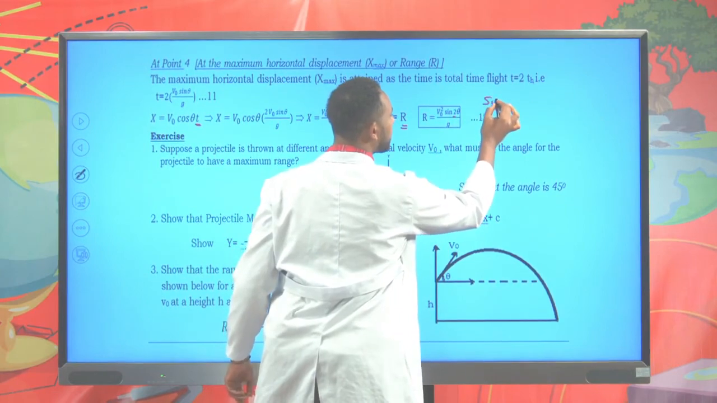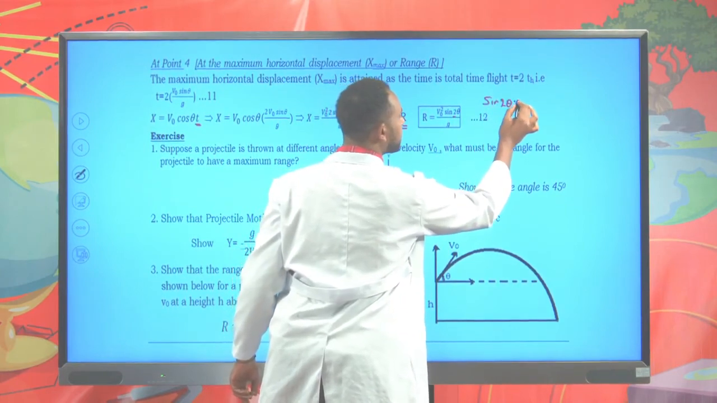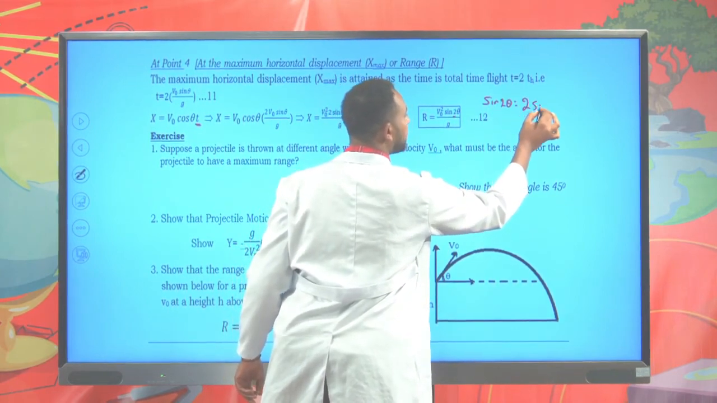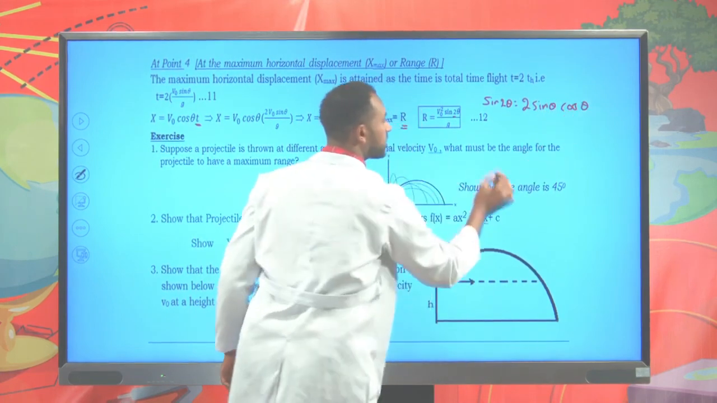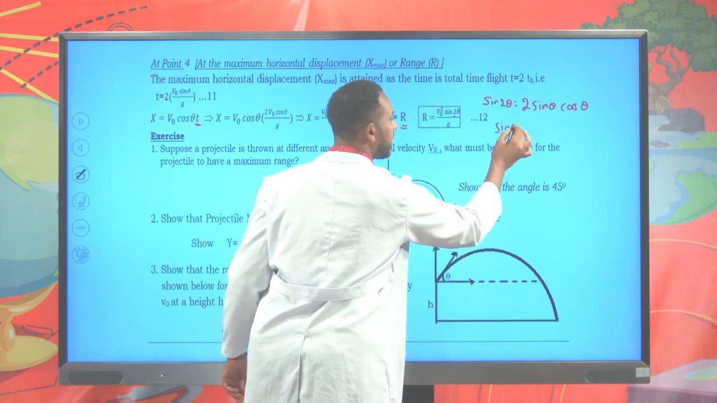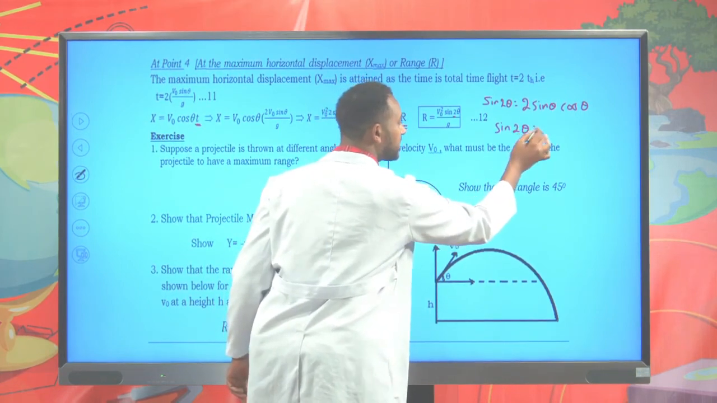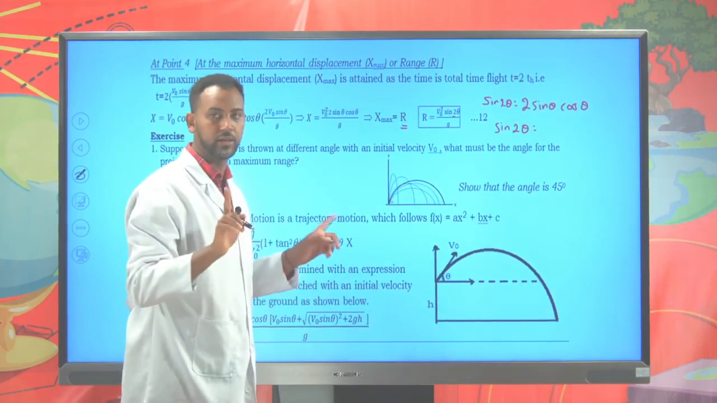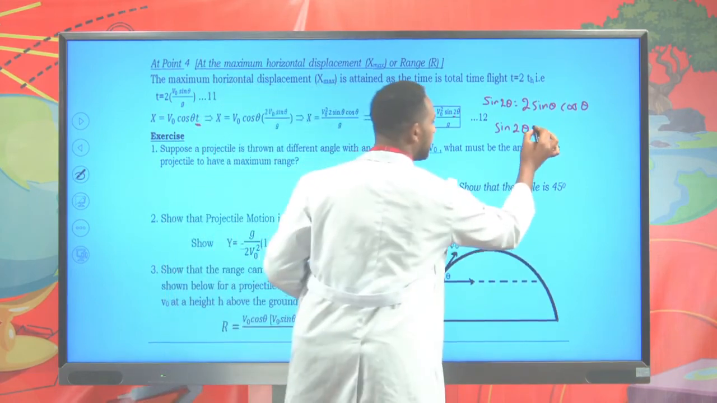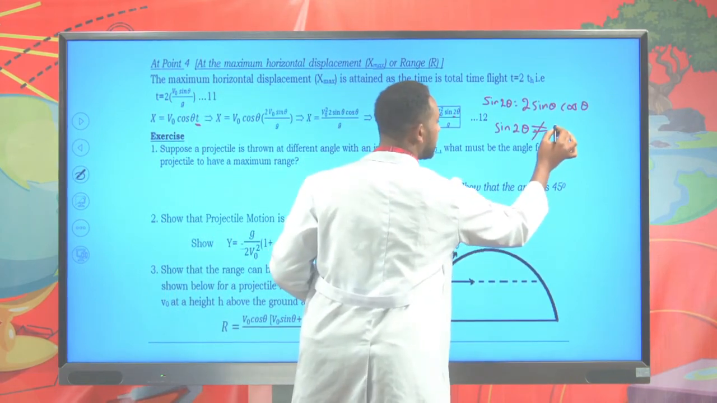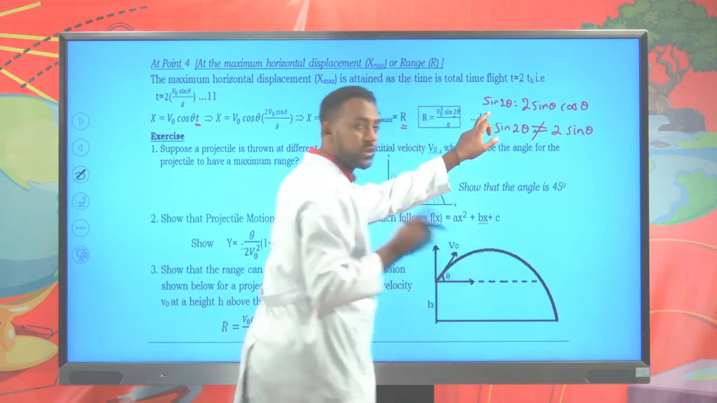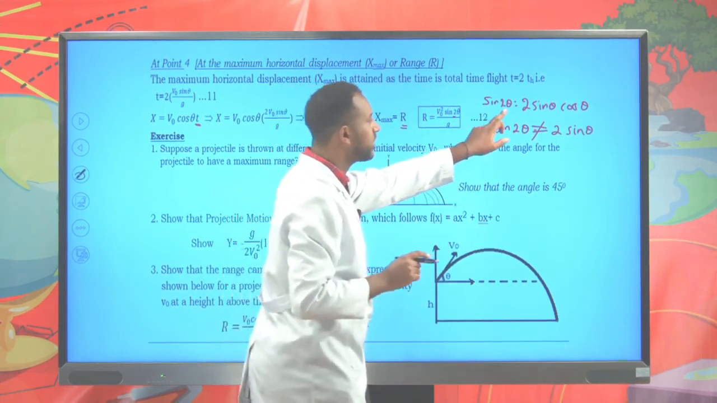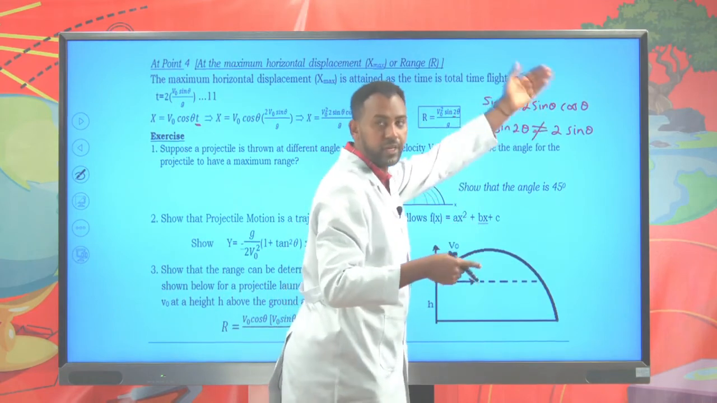From your trigonometric concept, sine 2 theta means twice sine theta cos theta. Sine 2 theta doesn't mean twice sine theta. It is not the same as twice sine theta. These are not equal. So whenever you are calculating, note that sine 2 theta means twice sine theta and cos theta.